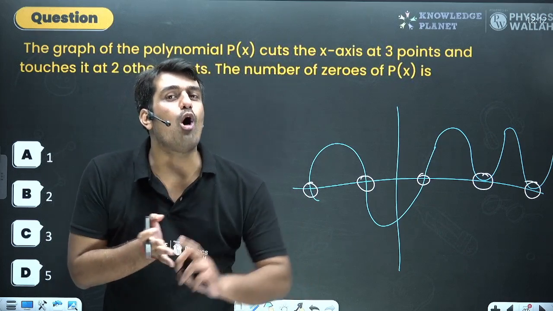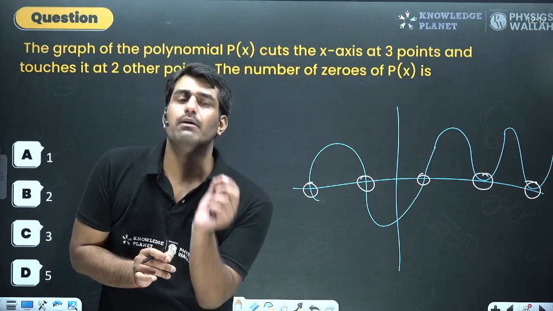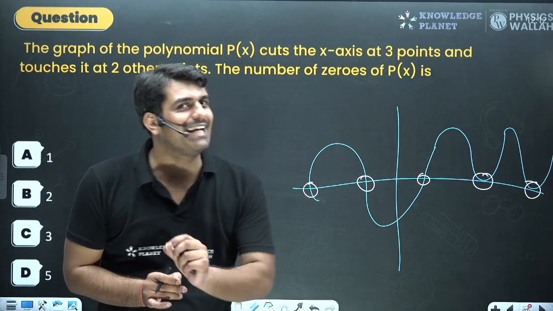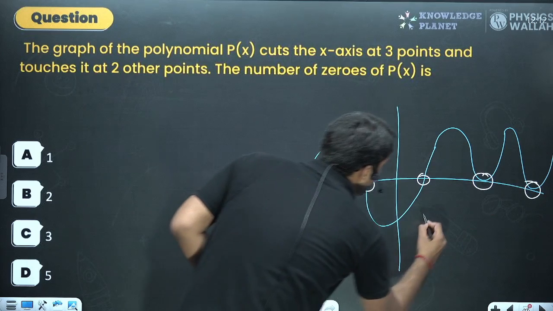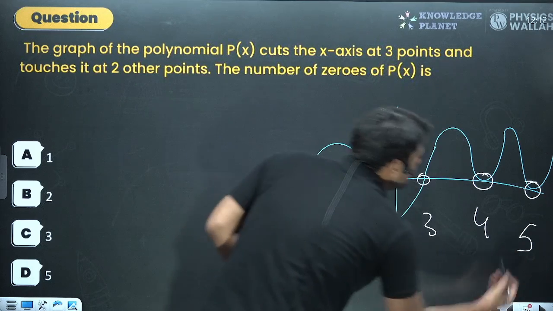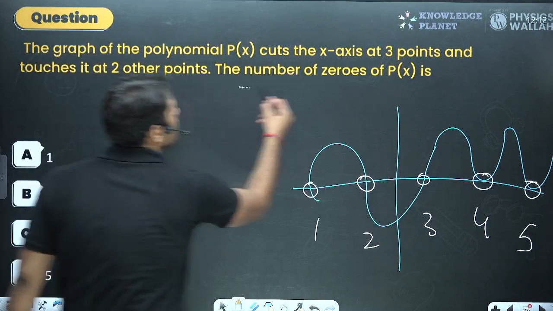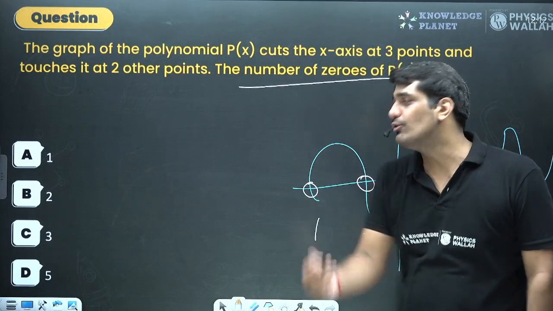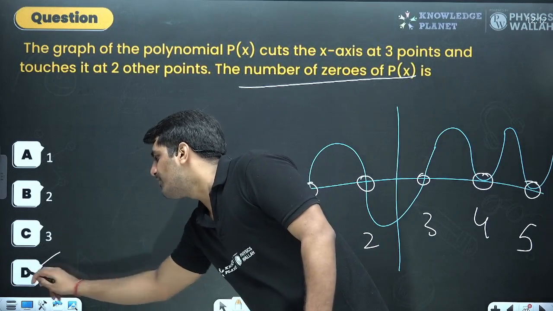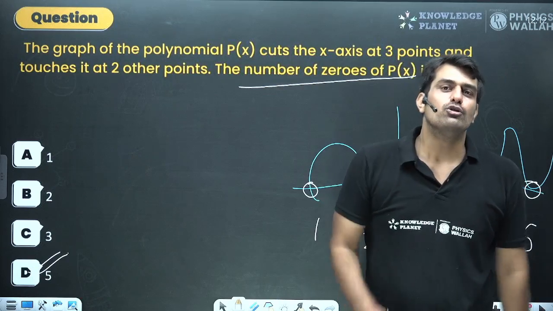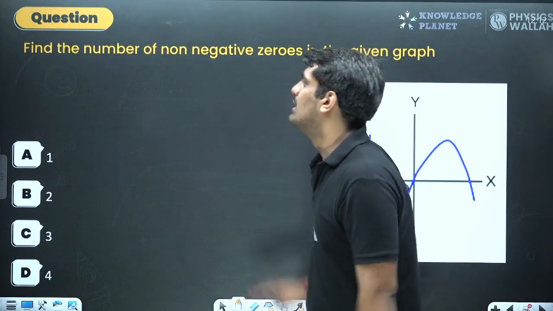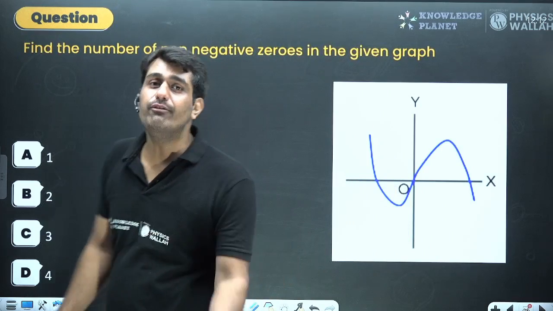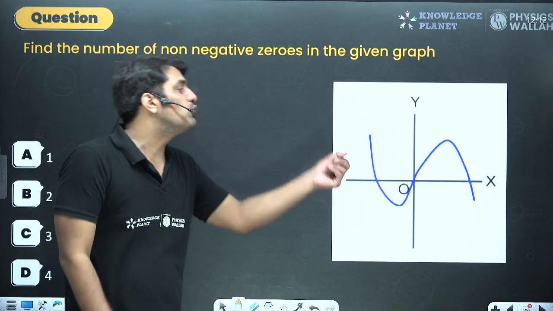Either intersect or touch, basically there is a point of contact with the x-axis. So the points of contact with the x-axis are 1, 2, 3, 4, 5. So the number of zeros they are asking, in this case, will be simply 5. Answer will be 5. This is the concept which you need to understand for the geometric meaning of zeros. The next question you will be answering very quickly. We have to find the number of zeros by observing the graph.